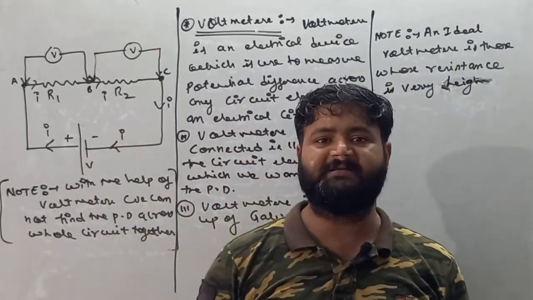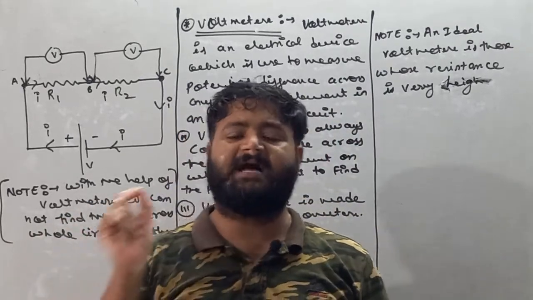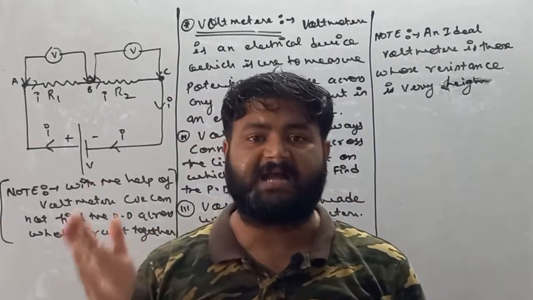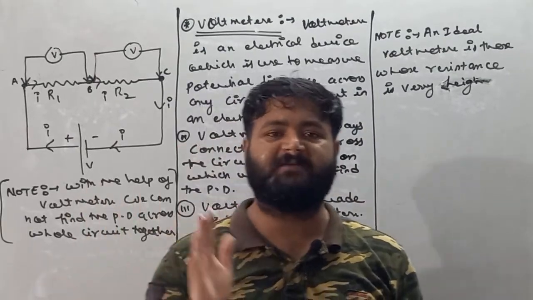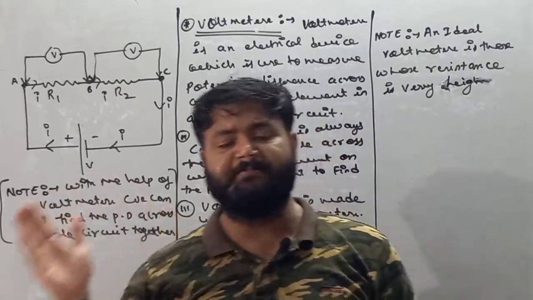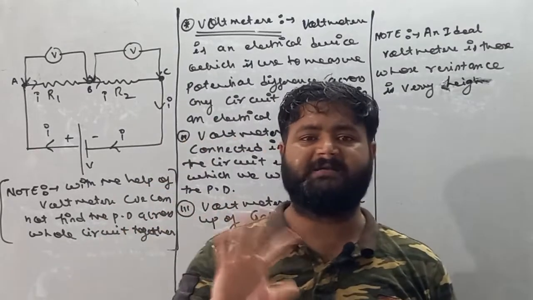Third very important thing is voltmeter is made up of galvanometer. As I already told you, galvanometer, my dear student, is a primary device. With the help of galvanometer, we made ammeter. With the help of galvanometer, we made this voltmeter. So I hope you all understand this thing.